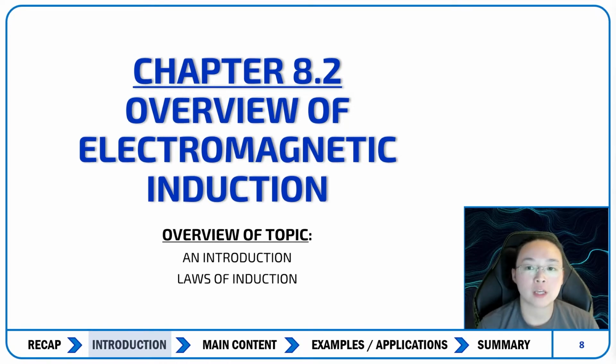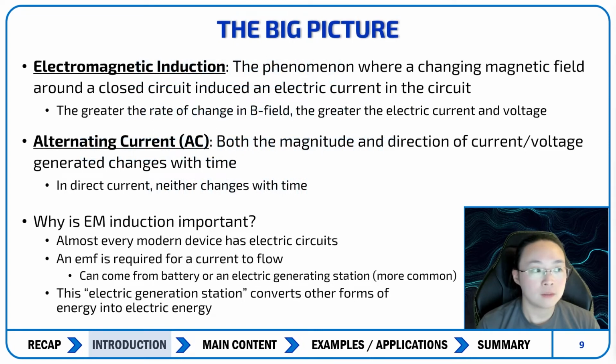Okay, so looking at chapter 8.2, we now want to go through an overview of electromagnetic induction. So first, the big picture. Electromagnetic induction is a phenomenon where a changing magnetic field around a closed circuit induces an electric current within the circuit. So the greater the rate of change in your magnetic field, the greater the electric current and the greater the voltage. So that's a very important definition to understand.